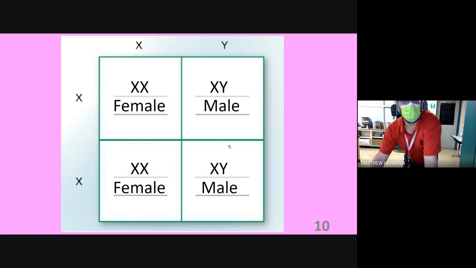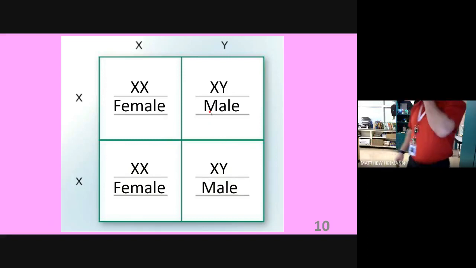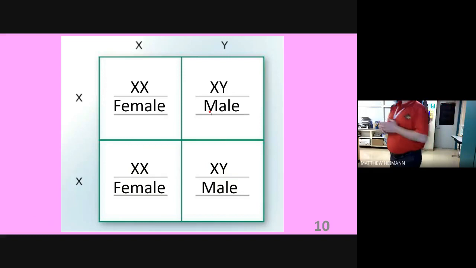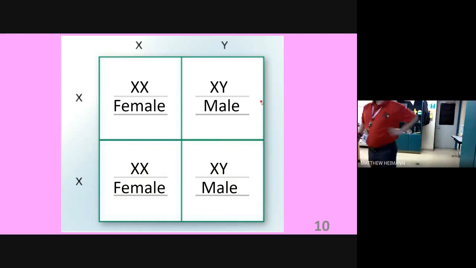And XY. So what this is saying is an offspring has a 50% chance of being female, and 50% chance of being male. Perfect, huh? That works out really well in life. You want to have about the same amount of boys and girls in a pool of animals.